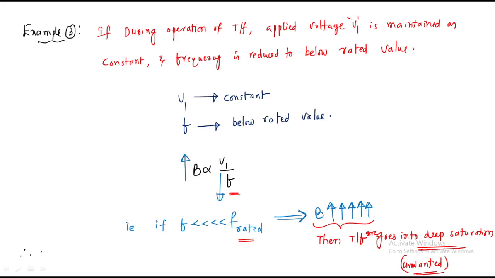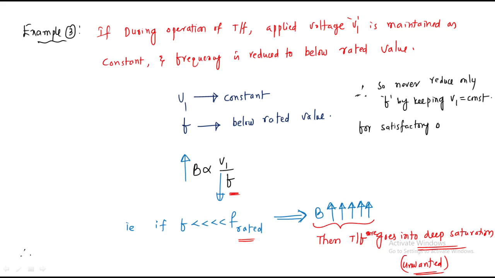Therefore, we can write here: never reduce only the frequency by keeping the supply voltage constant for satisfactory operation. V1 and F should vary proportionally.